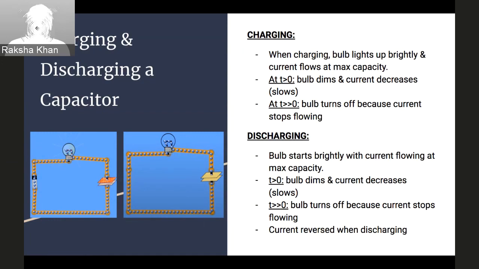And discharging, basically the same thing happens. The only difference is that the current is reversed when discharging. And the image for discharging in the simulation is the one on the right.